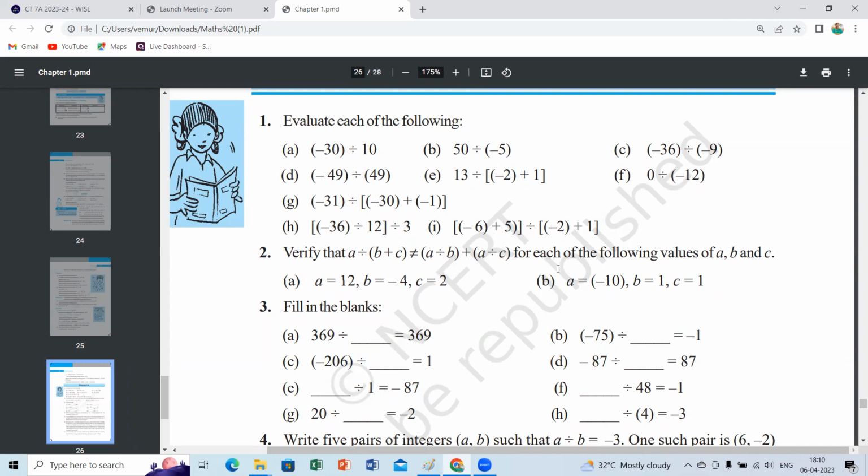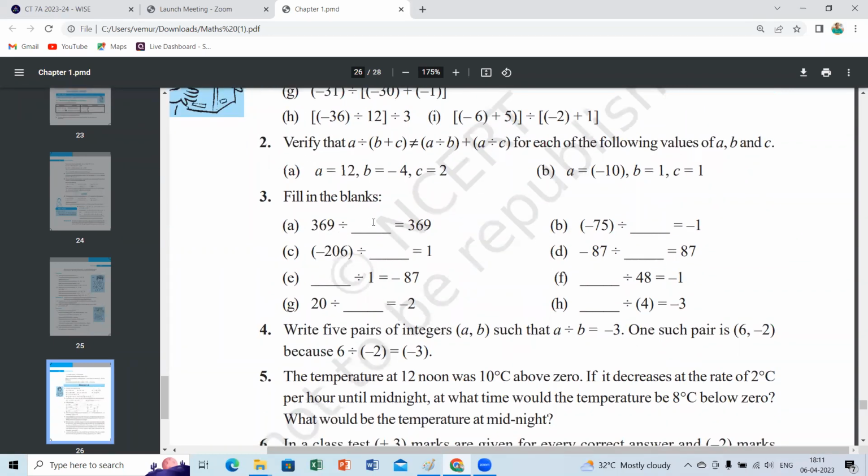Yes? We'll do the second bit later. Now the turn once again goes to Varshit. Varshit, third bit, A1. Ma'am, 369 divided by dash is equal to 369. 369 divided by 1. Positive.